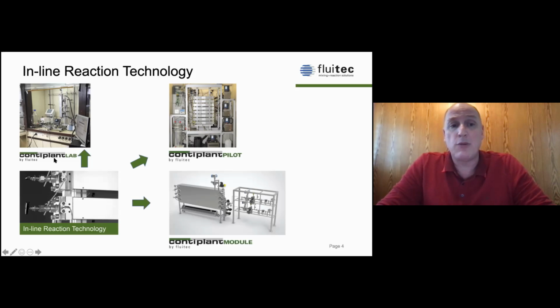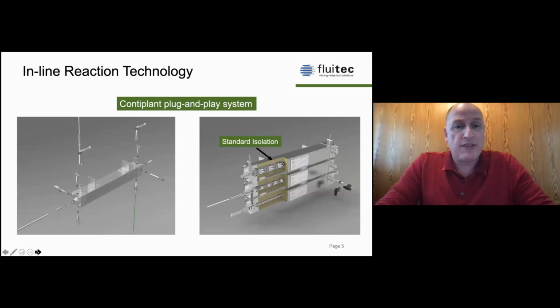The result of this research project was the ContiPlant equipment, like you can see here, and we divide the ContiPlant equipment into 3 parts. One is the ContiPlant lab, which is equipment that can be handled in a fume hood. Then we have ContiPlant pilots. These can be pilot plants, but they can also be used in fume hoods. And finally, we have the ContiPlant modules. These are assemblies, which can be different products, which are scaled.